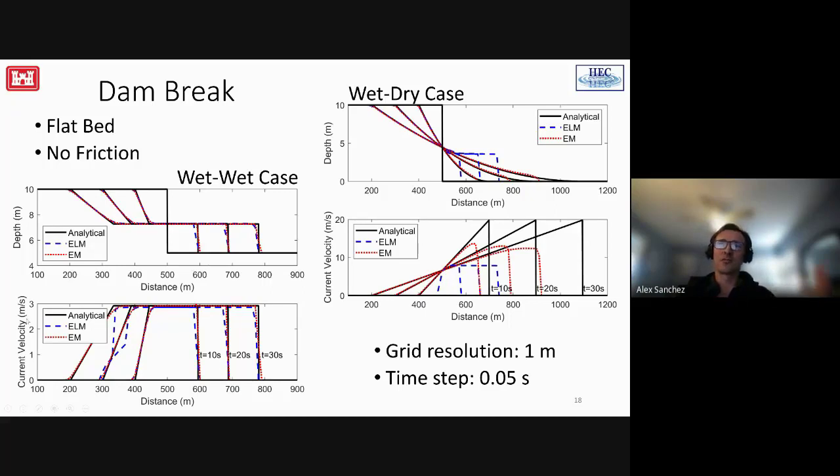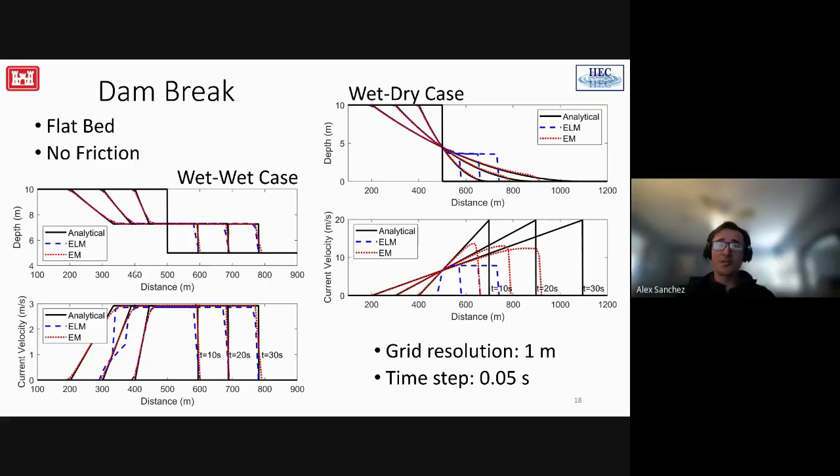And so the lower left plot shows the analytical water surface and velocity profiles at 10 and 20 and 30 seconds. And on the right is the case where the right-hand side is dry. It also shows the water surface and velocity profiles. The wet and wet case, the results are shown for both the Eulerian-Lagrangian model and the Eulerian model for both cases.